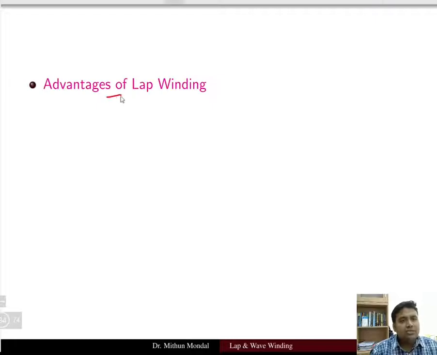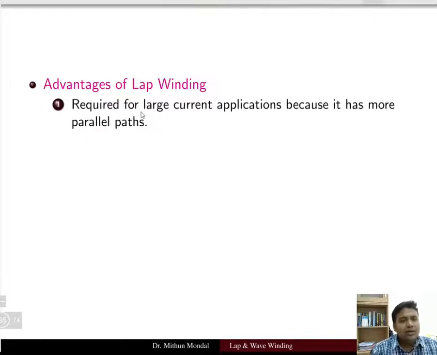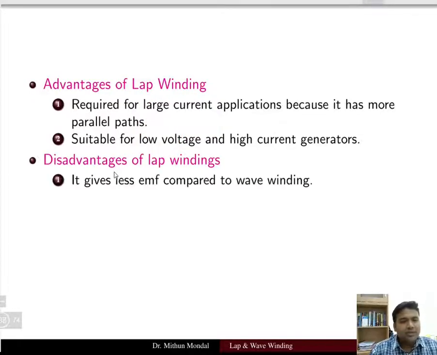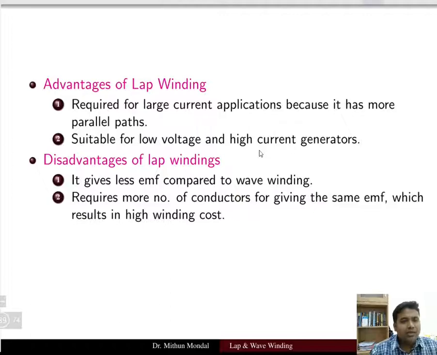So advantages of lap winding, let us see. It is required for large current applications because it has more parallel paths. So wherever you require more current, you prefer lap winding. And it is suitable for low voltage and high current generators, because large current is associated with low voltage. And the disadvantage is that it gives less EMF compared to wave winding. So wave winding EMF will be more as compared to the lap winding, and lap winding will require more conductors for giving the same EMF, which results in high winding cost.